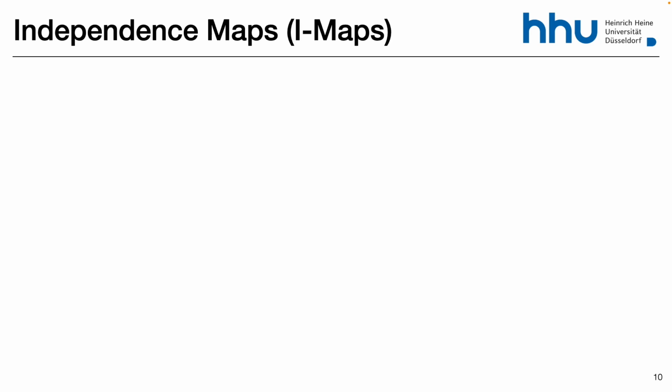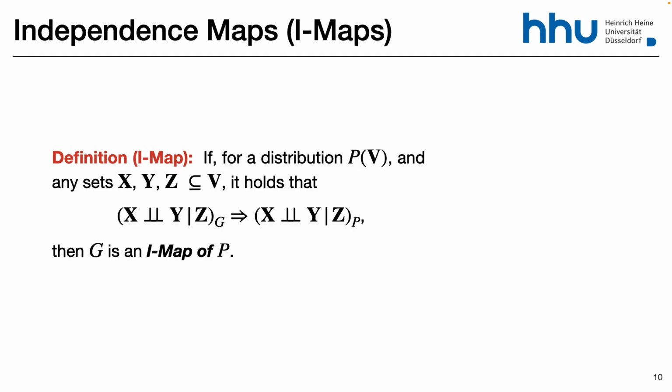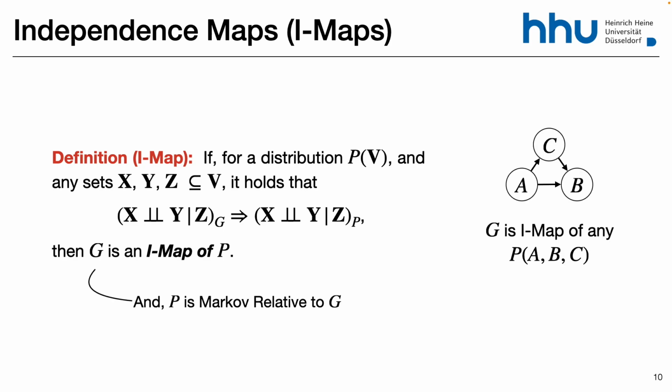Okay, so now we have the idea of connecting graphs with probability. And there is this term that's called independence map. So let's define. If for a distribution and for any sets x, y, z in V, what's implied by the graph actually holds in the distribution, then G is going to be called IMAP, or independence map. It's just a name of it.